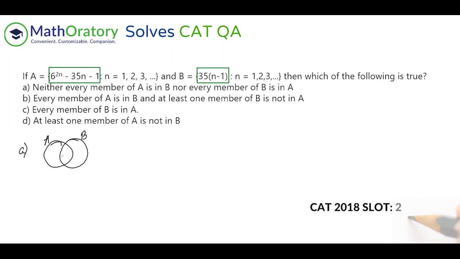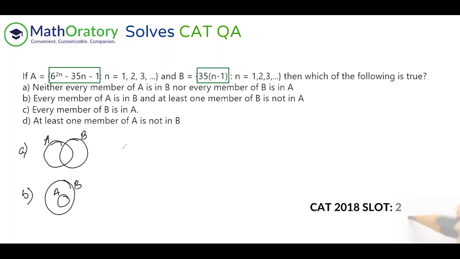Option B says every member of A is in B, but at least one member of B is not in A, which implies A is a subset of B, right? Every member of A is in B, so the entire circle of A should be inside B, but at least one member of B is not in A, so there should be something in B which is not in A. So option B is basically saying this. A is a subset of B, something like this.